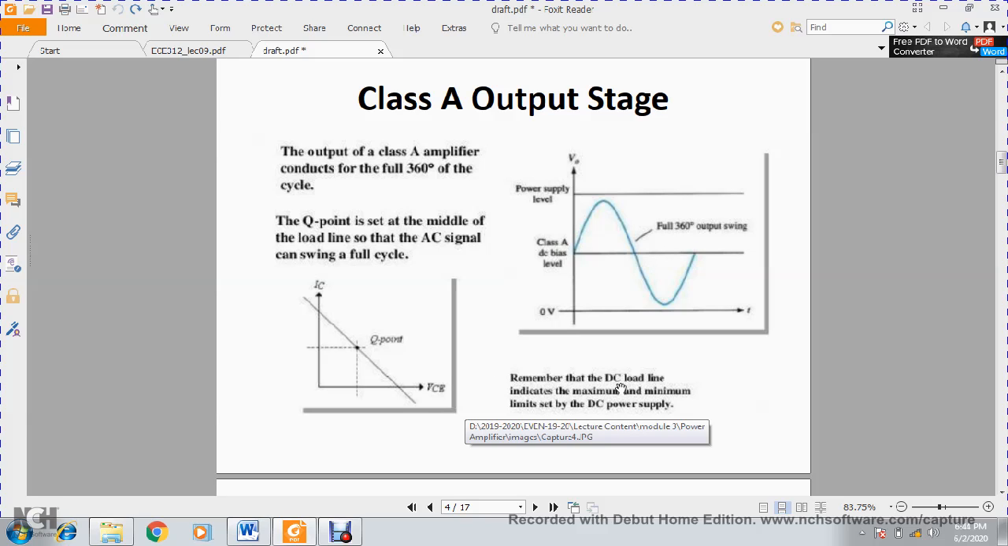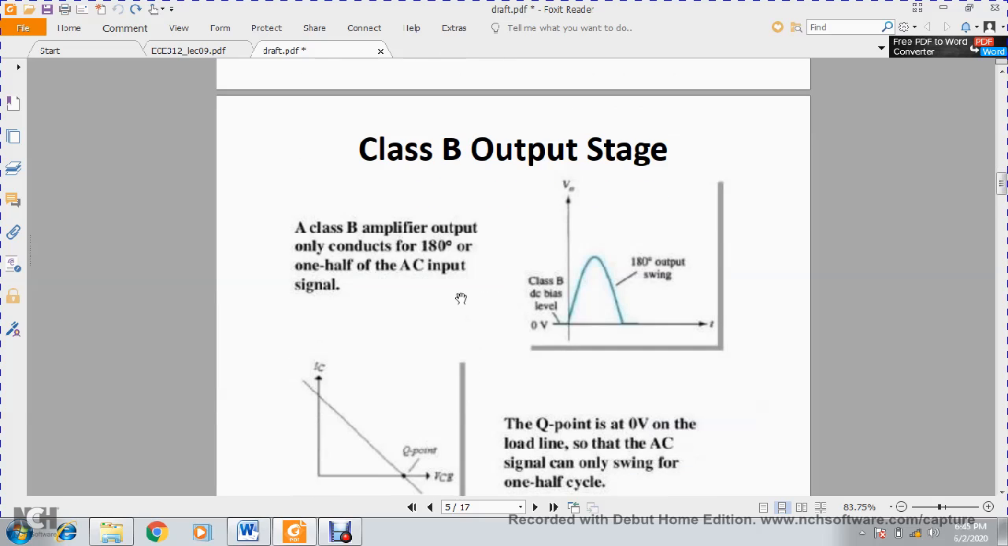Remember that the DC load line indicates the maximum and minimum limits set by the DC power supply. Of course, the Q point is placed based on the biasing also. Ultimately, this cutoff point and this saturation point are all set by the DC bias.